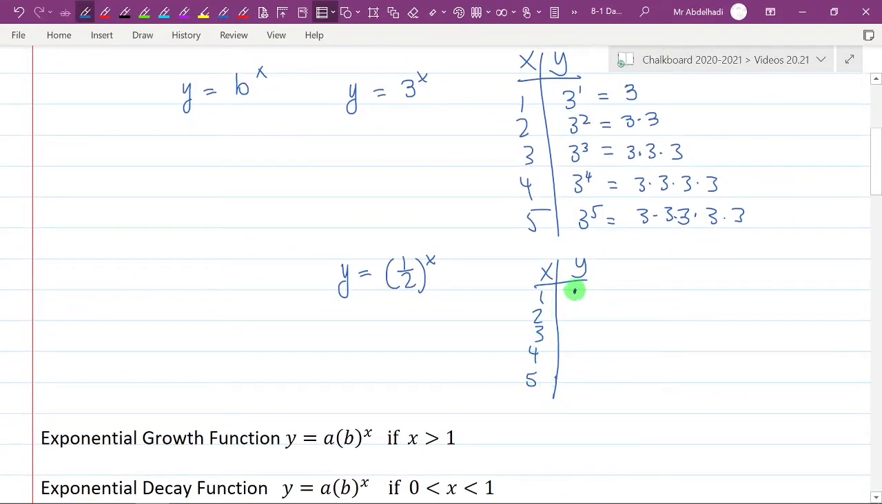So this would be 1/2 to the 1, 1/2 to the 2, 1/2 to the 3, so on and so forth, right? Oops, 1/2 to the 4. Like that. And what this really means is, once again, 1/2. And this is 1/2 times 1/2. 1/2 times 1/2 times 1/2. You get the idea.